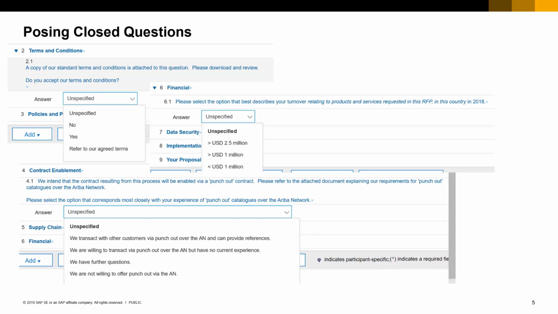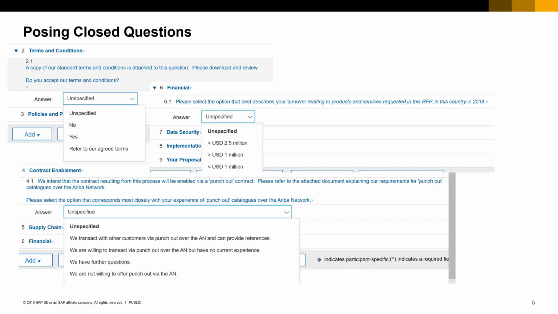The 3 question examples shown are all closed because the answers must come from a predefined set of responses. In the case of the terms and conditions question, it's easy to be tempted to make that a straight yes/no. But because I know that suppliers in the event already have agreed terms with my company, I've given that option.